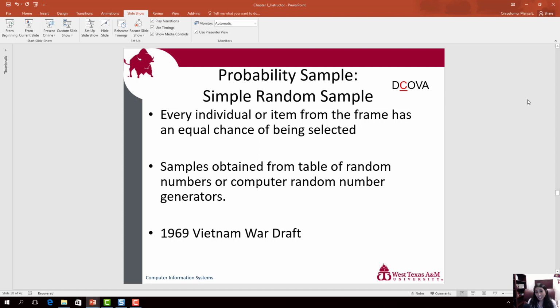Basically, what a simple random sample is, essentially, you put everyone in your sampling frame, their names, in a hat, mix it around, and then you pull one out, and this person is going to be part of your sample. Maybe you'll pick out 10 or 20. So with a simple random sample, every single individual item has an equal chance of being selected for your sample. An example of a simple random sample would be the 1969 Vietnam War draft. They put everyone's birthday in a big barrel, mixed it all up, and picked out birthdays. And if your birthday fell on that day, then you were drafted for the war.